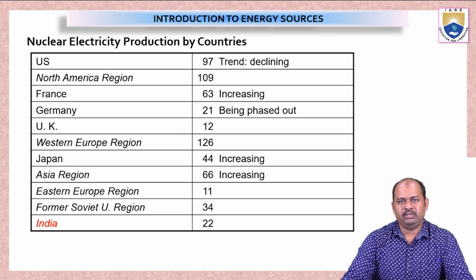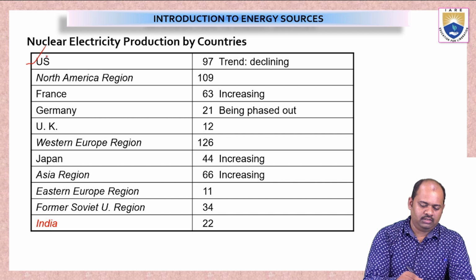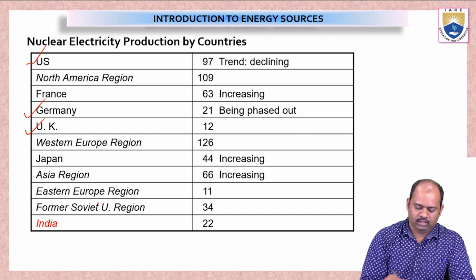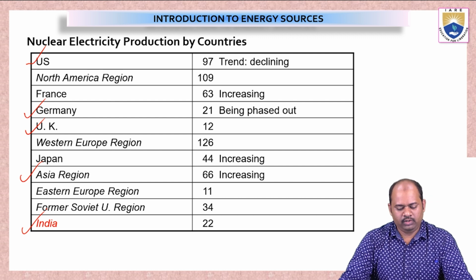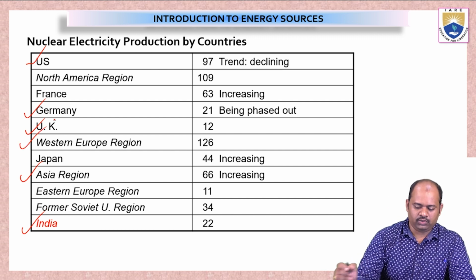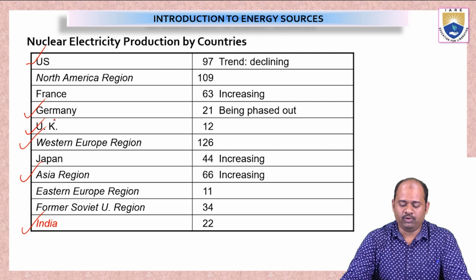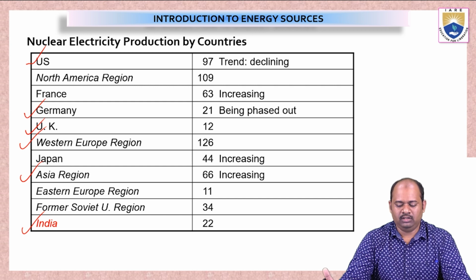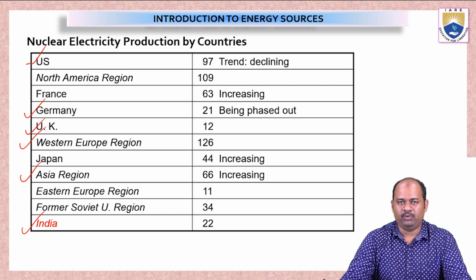So these are some of the countries where nuclear power plants are being installed and used. Mostly we can see the US, Germany, UK, and Asia, India. Western Europe also has a large number of nuclear power plants. All these countries established a large number of nuclear power plants where they are using nuclear energy for the production of electricity.